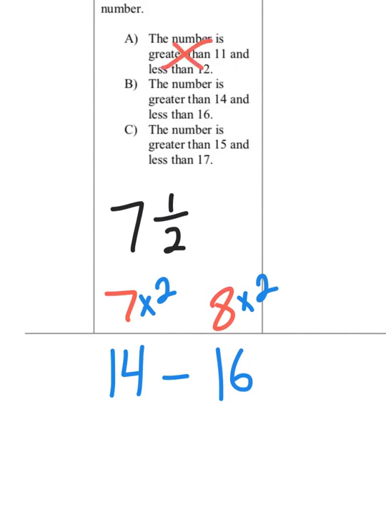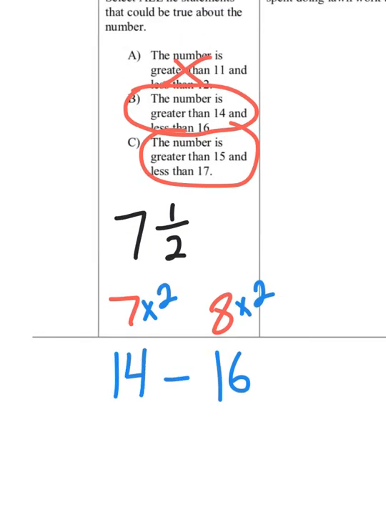B: the number is greater than 14 and less than 16. That's the one that we want. And then C, the number is greater than 15 and less than 17. That's going to be incorrect. Well, it's greater than 15, which is true, and less than 17. That's also true. So it'll be B and C. Because as long as it's less than 17, and 16 is less than 17, that is a true statement. So B and C are both correct.